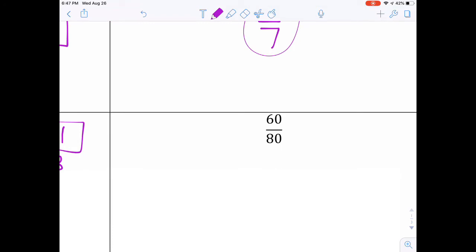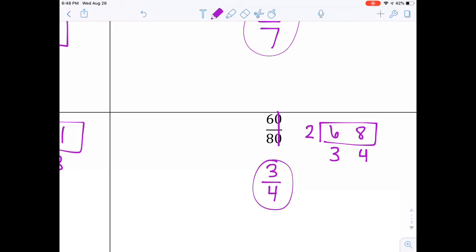Anytime you see a 0 at the end in the numerator and a 0 at the end in the denominator, we know we can divide out a 10 from both of those. So we can just cross those off and it becomes 6 over 8, because 60 divided by 10 is 6 and 80 divided by 10 is 8. So we have 6 and 8. I can divide a 2 out of both of those. 6 divided by 2 is 3 and 8 divided by 2 is 4. So our final answer is 3 over 4.